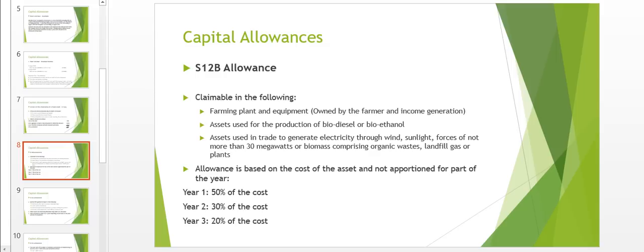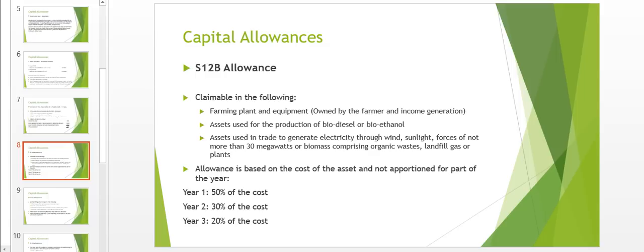Okay. So for a small business corporation, if it has non-manufacturing assets, which are the assets mentioned here, and you can also find a whole list on the SARS website or in your textbook, then the allowance will be 50% of the cost in the first year, 30% of the cost in the second year, and 20% of the cost in the third year.